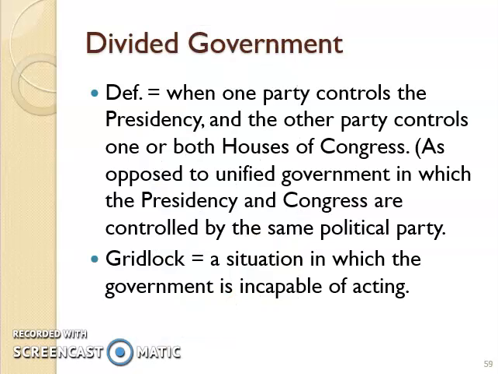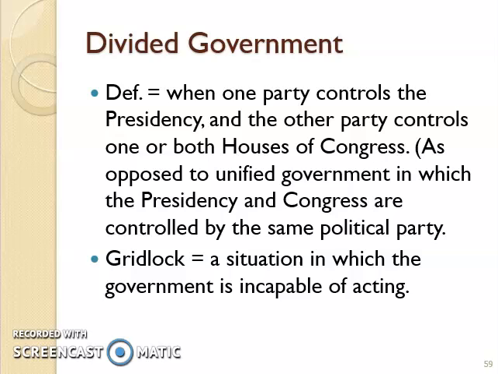All right, moving on to a new topic, divided government. Divided government is when one party controls the presidency and the other party controls one or both houses of Congress. So right now with Trump, we have Trump being a Republican and the Senate being controlled by Republicans, but the House of Representatives is controlled by the Democrats. So that is the definition of divided government.